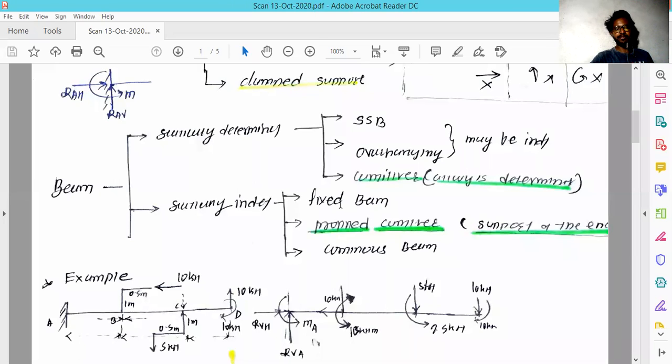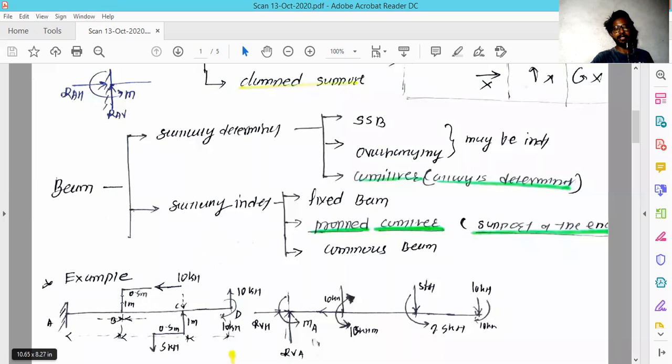I have taken a few examples which show the different kinds of forces that act on the beam, and it is quite necessary to understand this. The first beam I have taken is a cantilever beam at some distance.